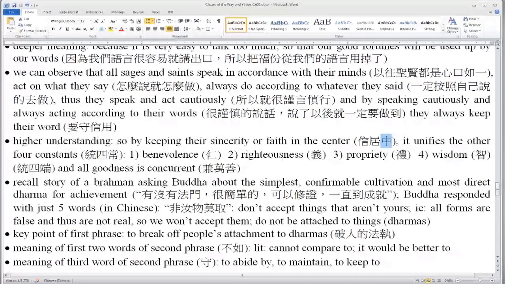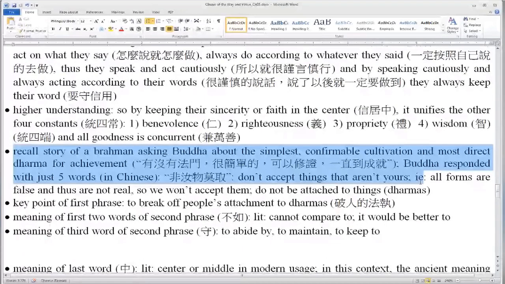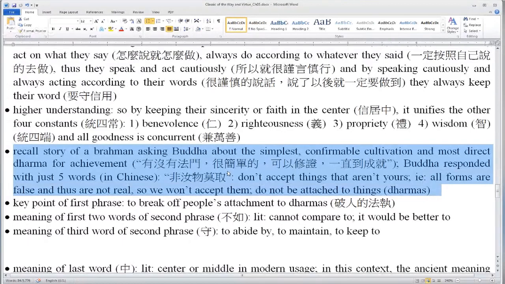So let's talk a little story. This is a very short story. There was a Brahmin who was not Buddha's disciple, but he heard about Buddha's teachings, or Dharma. Obviously Buddha gave many teachings, many dharmas, some long, some short.